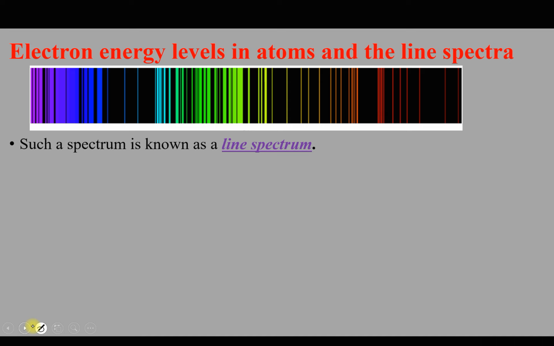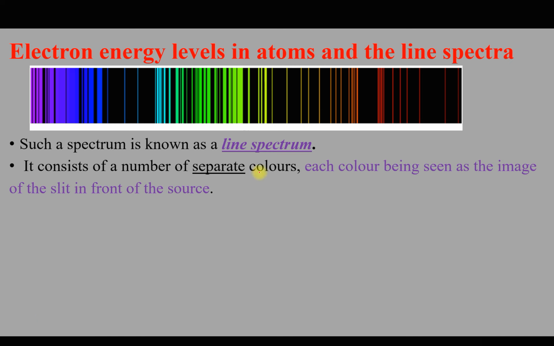Of course, we shall also have dark lines on a bright background, but this time we have bright lines, because you can see red, yellow, orange, green, blue, violet, indigo. So such a spectrum is now called a line spectrum as opposed to a continuous spectrum. It consists of a number of separate colors. Remember, each color is seen as the image of the slit in front of the source.